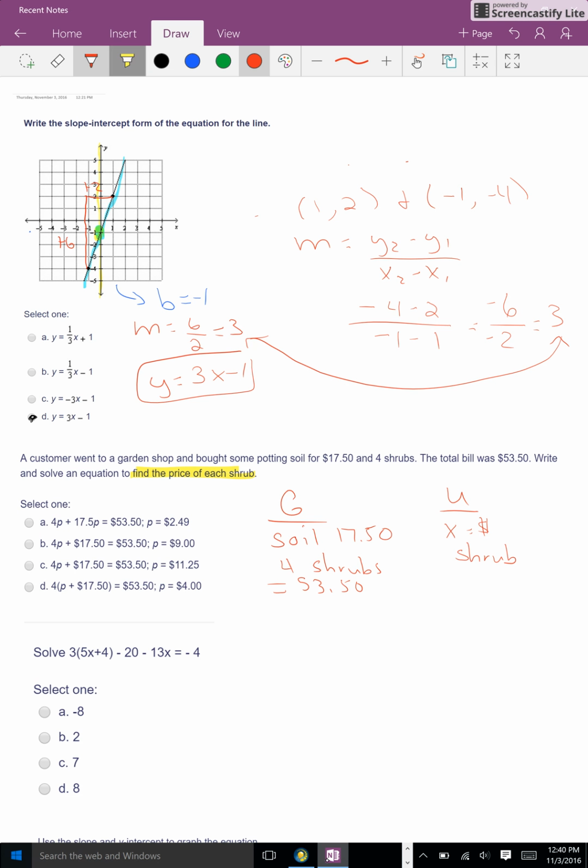Now I think this next part is the most important part for the guess method, is you want to look at what our unknown is and then see which number is associated with that. So the $17.50 is talking about soil. Here it's talking about shrubs. So I can make that connection, and then my total is $53.50. So since I made that connection, I know my equation is going to be 4x plus the $17.50 I spent on the soil equals the $53.50.